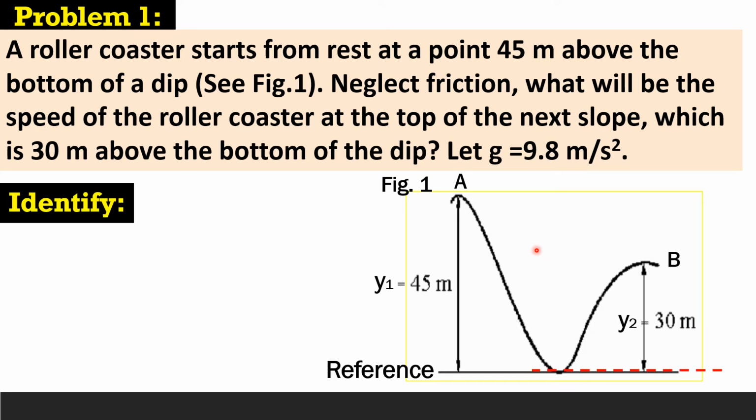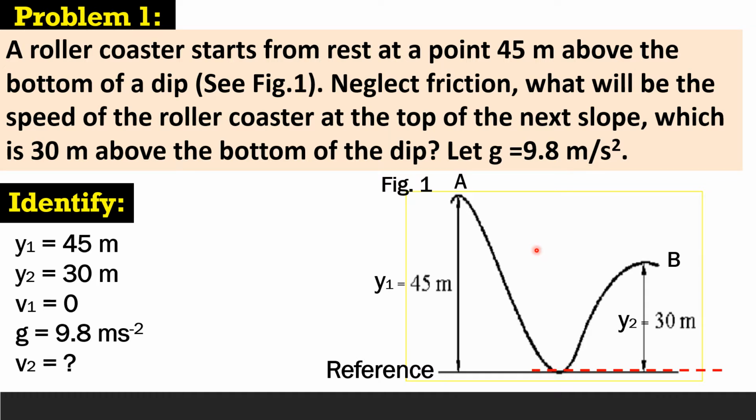So these are the given quantities. For our first vertical distance, y1 equals 45 meters. That is the distance from the top of the dip, labeled here point A, up to the reference level, which is the bottom of the dip. The second vertical distance is y2, which is equal to 30 meters.